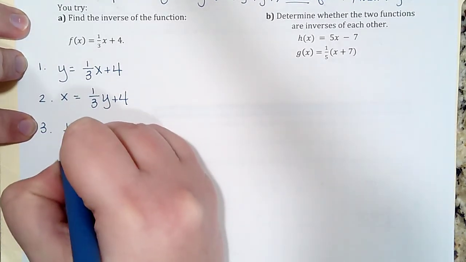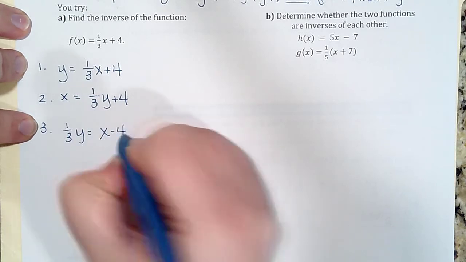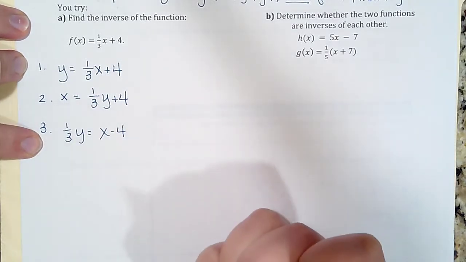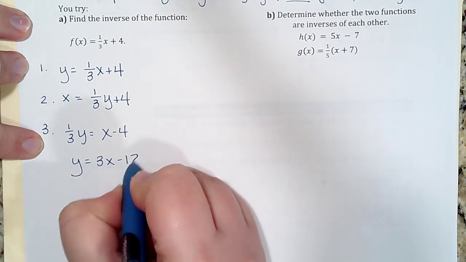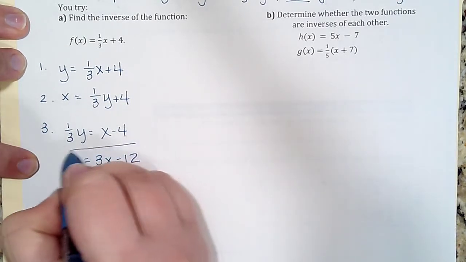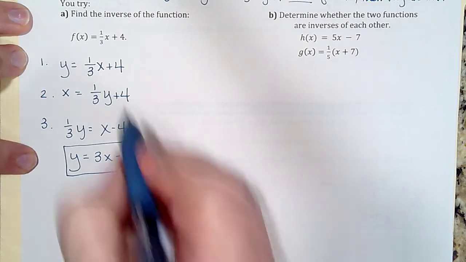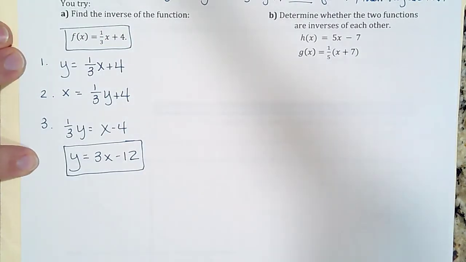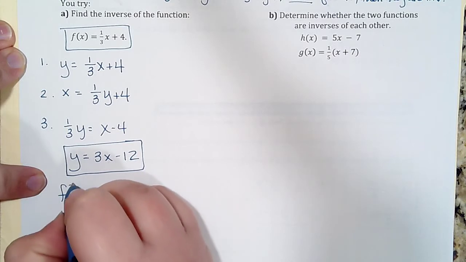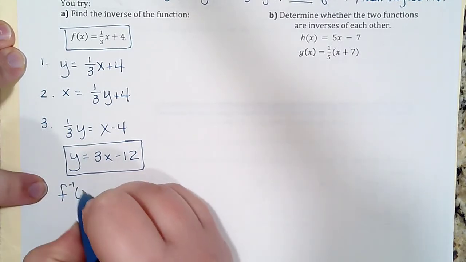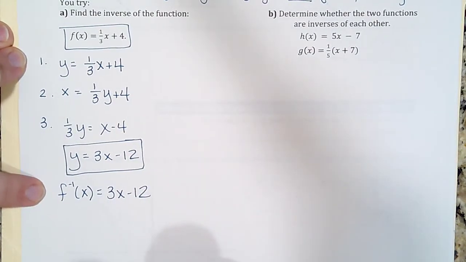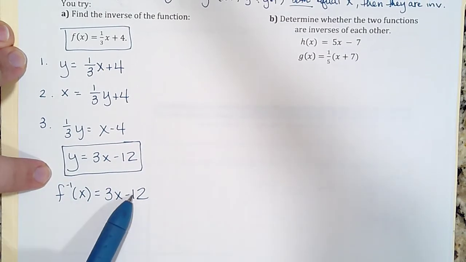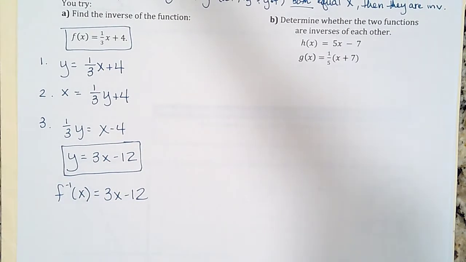In this case, I have 1/3 y equals x minus 4. Multiply everything by 3 to get rid of this 1/3. And I am left with y equals 3x minus 12. This would be the inverse of f of x. We could also notate this as f to the -1, aka the inverse, in this fashion. Both of these would be correct. I personally don't usually waste time writing this one, but I would like you to see that notation and get comfortable with it. All right, last one.